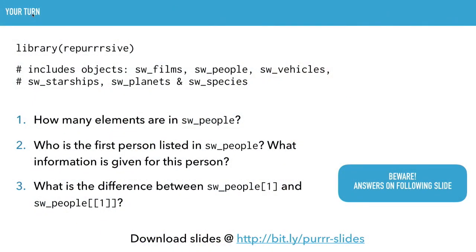Okay, so we're going to jump right in. I want you to get warmed up a little bit, so I have an exercise for you. Whenever you see this blue heading, Your Turn, that's when I'm turning it over to you to do something. All I want you to do is load that repurrrsive library. And then I have a couple of questions for you. I want to know how many elements are in the sw_people object, who's the first person in that object, and what information do we get about them. And then what's the difference between looking at the first element with a single square bracket and the first element with a double square bracket.